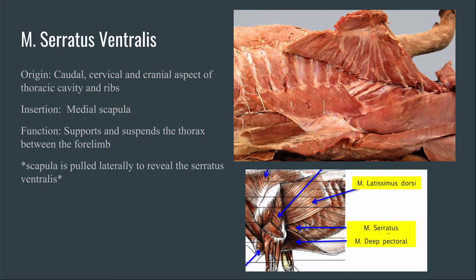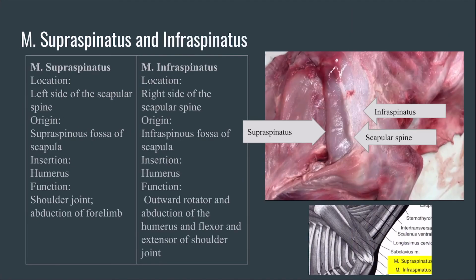The scapula is pulled laterally to reveal the serratus ventralis. The supraspinatus and infraspinatus are reflected to locate the scapular spine. The supraspinatus is located on the left side of the scapular spine. It originates on the supraspinous fossa of the scapula and inserts on the humerus. It functions as the shoulder joint abduction of the forelimb.